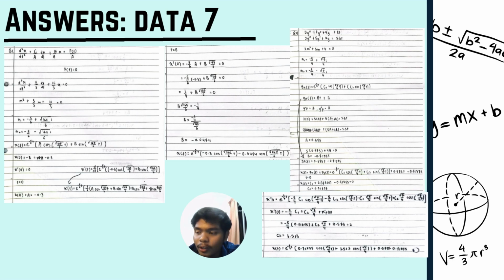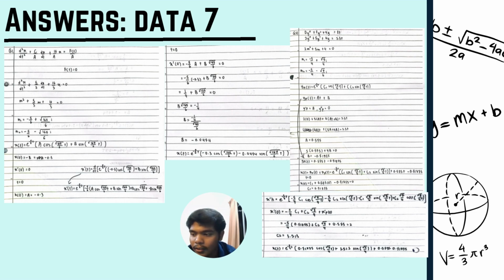So first of all, we're going to just enter the equation, which is m squared plus 5 over 3m plus 16 over 3 equals to 0. So for m1 we're going to get negative 5 over 6 plus square root of 167 over 6i. And m2 we're going to get negative 5 over 6 minus square root of 167 over 6i.